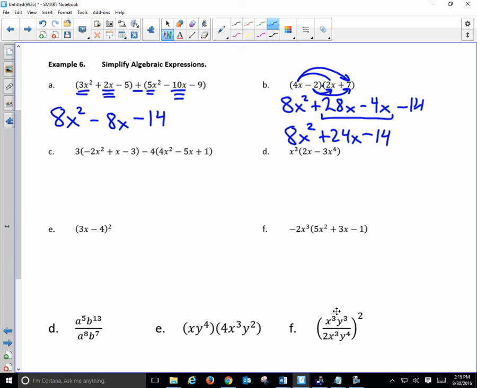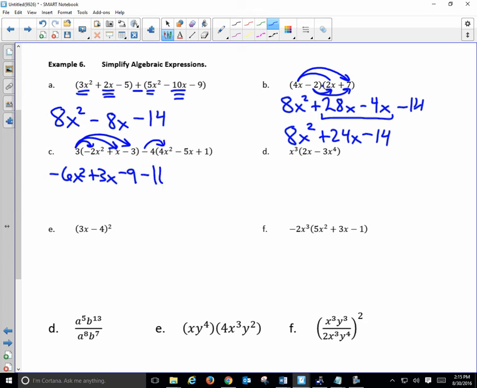How about C? What should I do there? Yeah, let's distribute the 3. So I have negative 6x squared plus 3x minus 9. Then do I distribute 4 or do I distribute negative 4? The value of the 4 is negative due to the subtraction sign. So I'll distribute a negative 4.